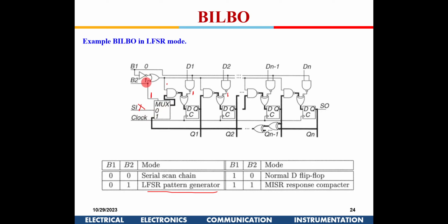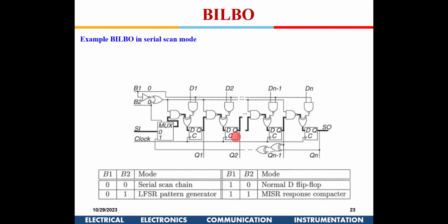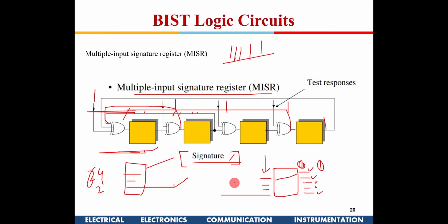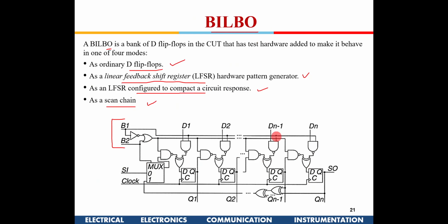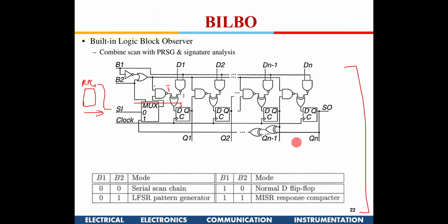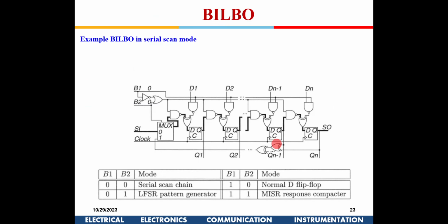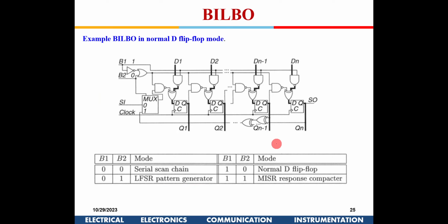Right, I have 0 1, so 0 1 is going to put 1 here, so this is going to invert. And then instead of the serial data, it is taking data from this feedback. So this particular circuit out here will have a set of XORs like we saw here, right? All these XORs are placed in here. So that is the mode of operation, right?